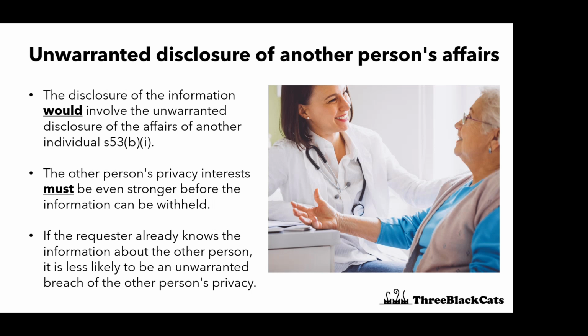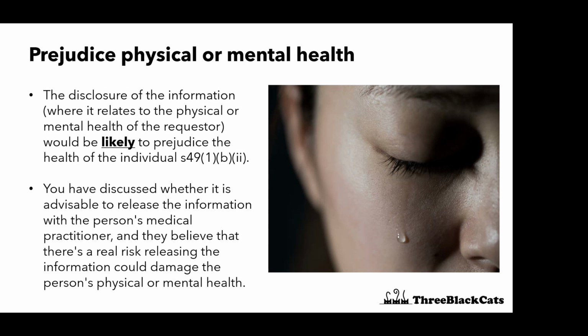Okay, so, next one. It's going to prejudice the physical or mental health of the individual. Okay, of the individual, not of anyone else, of the individual. Okay, now the key words in this one are it's likely to prejudice their health. Okay, so this might be if we release the information that this person's requested, we believe on good basis that they are going to commit suicide, or it is going to give them a mental break. Cool, that is the ground we're looking for.